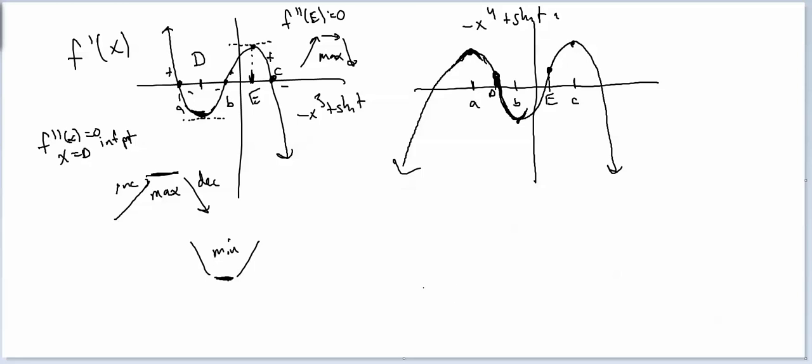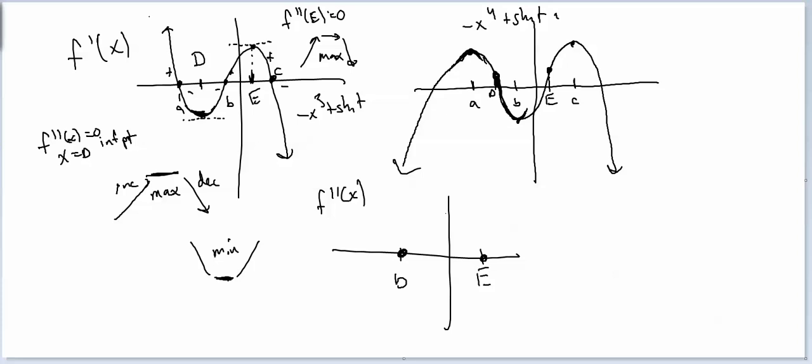If we were to graph the second derivative, though, how do we graph the second derivative? Well, we know that the first derivative had a minimum at D, so here's point D, and then a maximum at E. Those were extreme values. When the first derivative had a slope of 0 at D and E, the second derivative has an intercept.